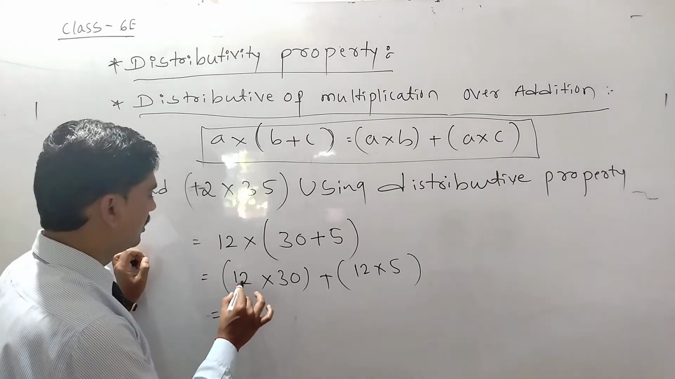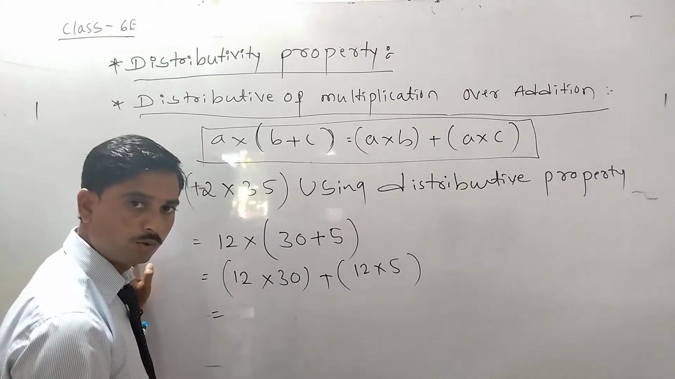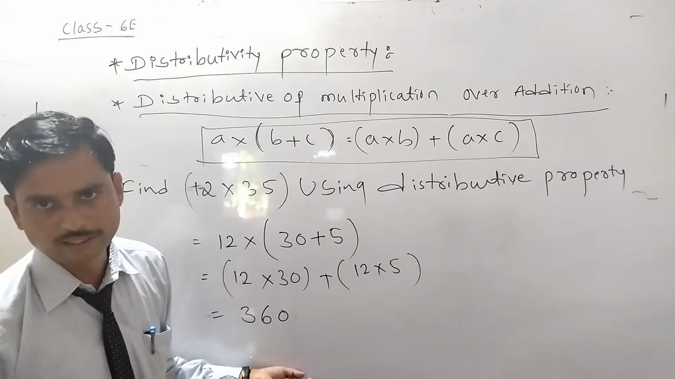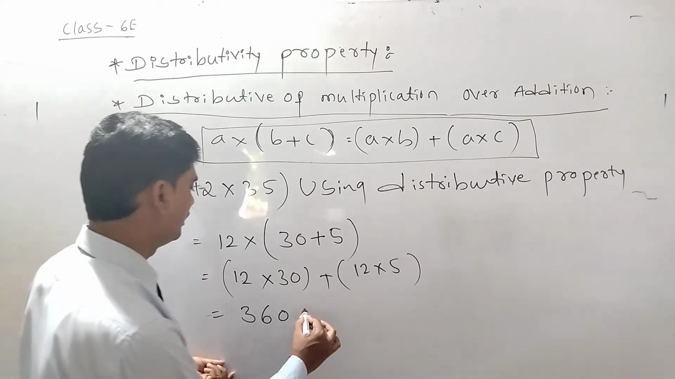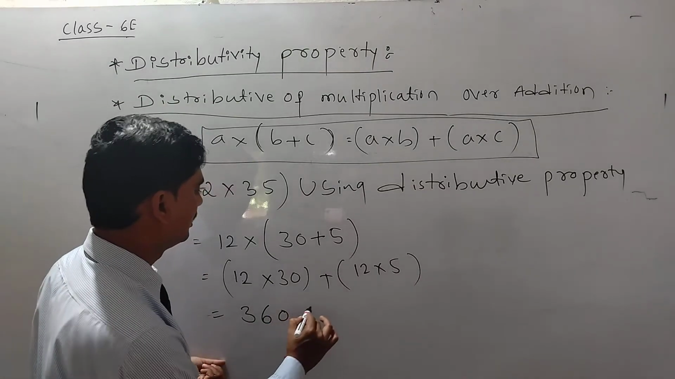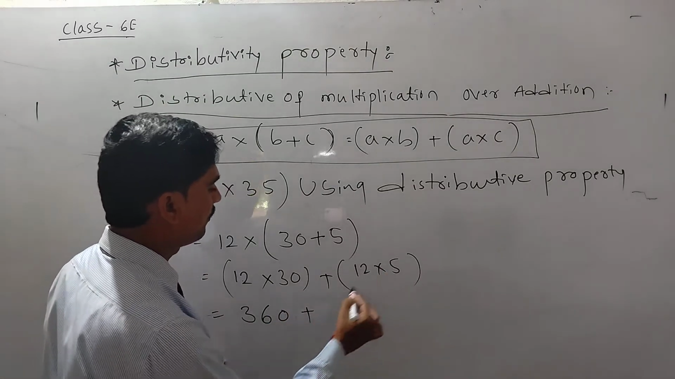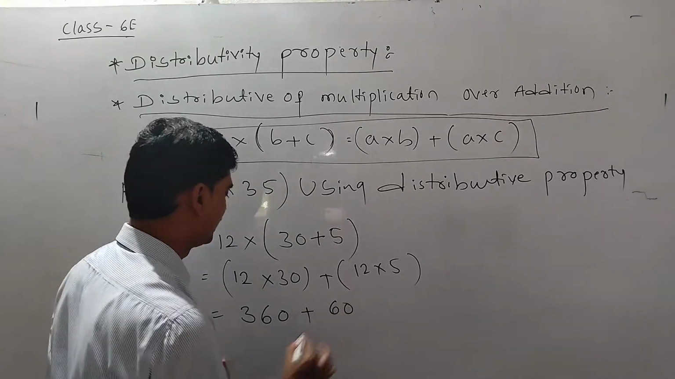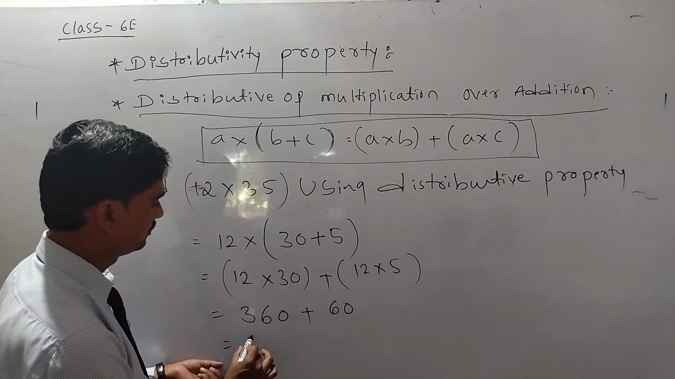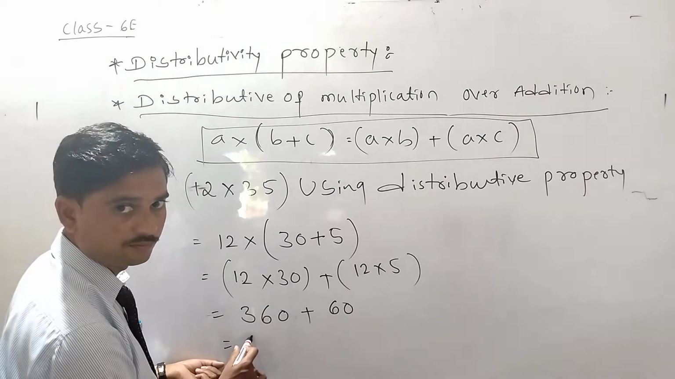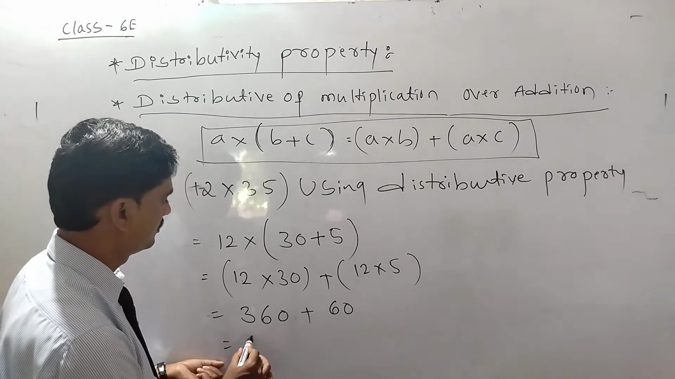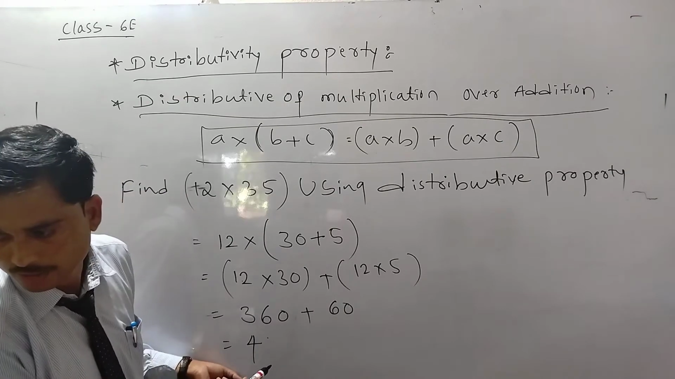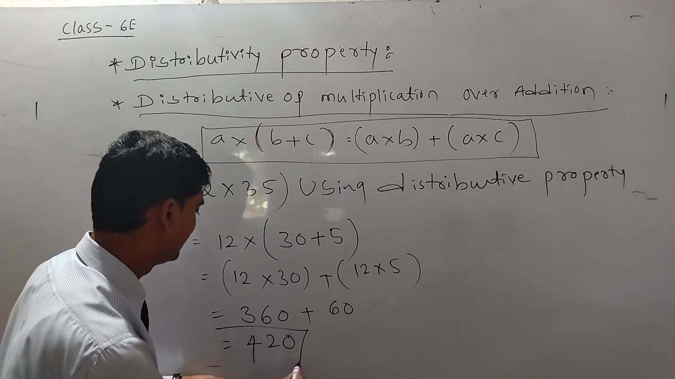Then the answer: 12 1s are 12, 12 2s are 24, 12 3s are 36. Then 36 plus, 12 5s are 60. Then how much is the answer? The answer is 420. This is the final answer.